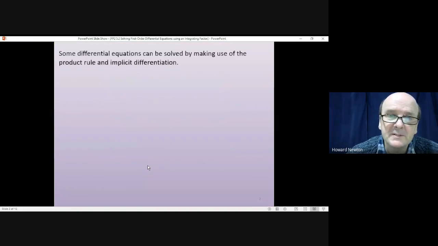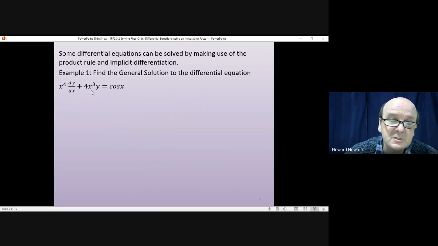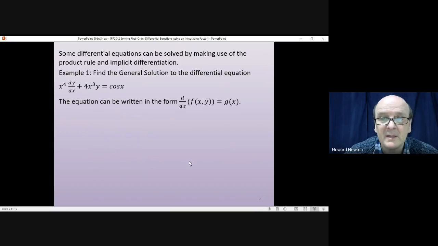But before we do that, some differential equations can be solved just by making use of the product rule for differentiation and implicit differentiation. For example, if you had to find the general solution to the differential equation x to the 4 dy by dx plus 4x cubed y equals cos x, these two terms here on the left-hand side can be combined together into one differential, d by dx of some function of x and y. And on the right-hand side, we don't actually do anything. We just leave cos x as it is.